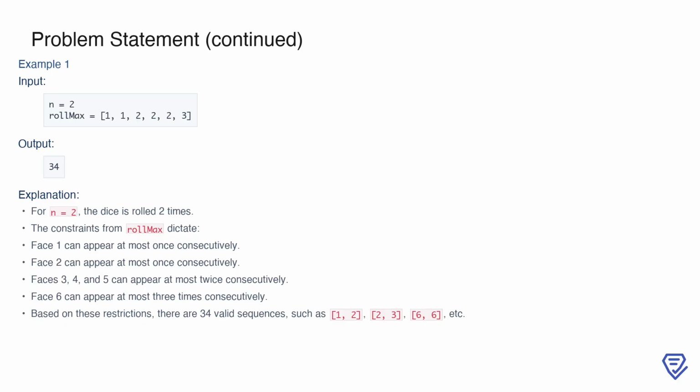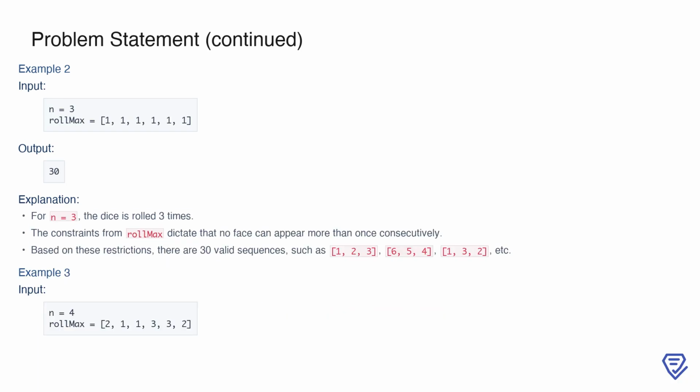Now consider another example where n is 3, meaning we roll the dice 3 times, and the rollmax array is [1, 1, 1, 1, 1, 1]. Here, each face can appear at most once consecutively, which imposes very strict constraints on the sequences. Under these conditions, there are 30 valid sequences. For instance, sequences like (1, 2, 3), (6, 5, 4), and (1, 3, 2) are all valid because no face appears consecutively. Any sequence where a face repeats, such as (2, 2, 3), would not be valid. This highlights how the stricter constraints from rollmax can significantly reduce the number of valid sequences.